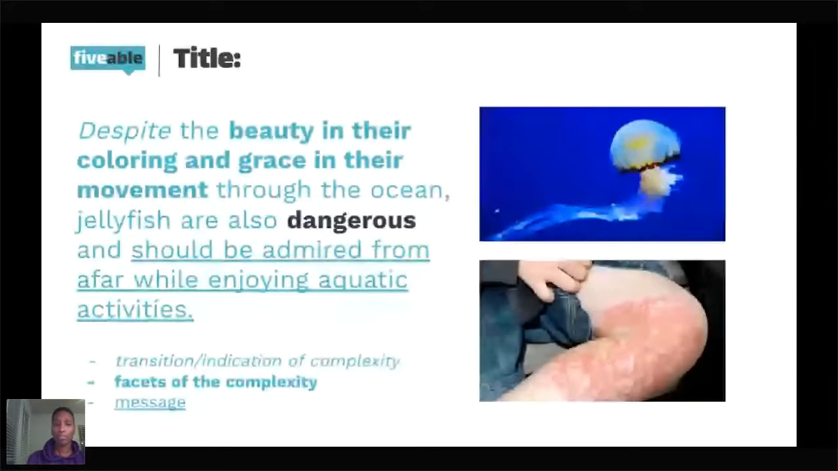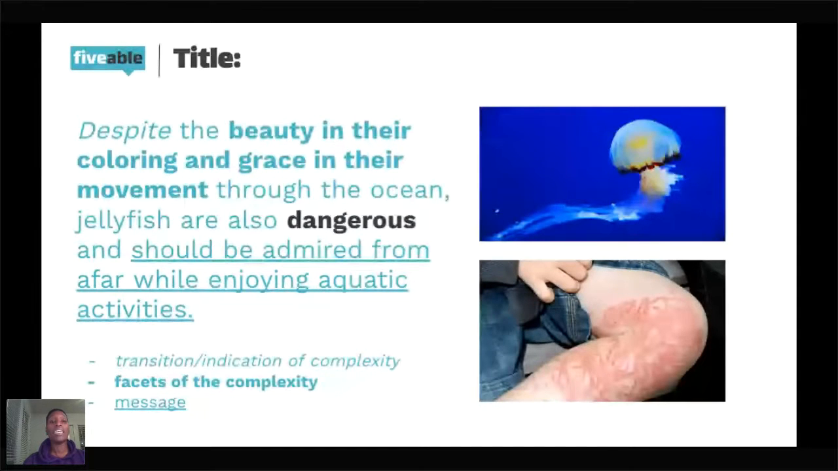or through the ocean. However, the bottom picture can be the consequence of getting too close to that beauty. And so there's probably some thematic implications that we could get from there about getting too close to beauty, or beauty being dangerous, but that's not really the point. The point is that there are two sides to encounters with the jellyfish.